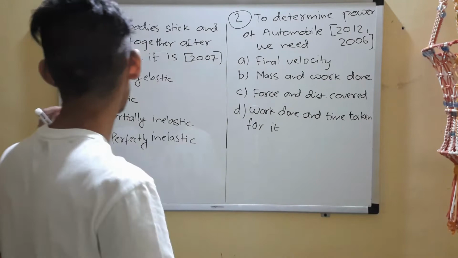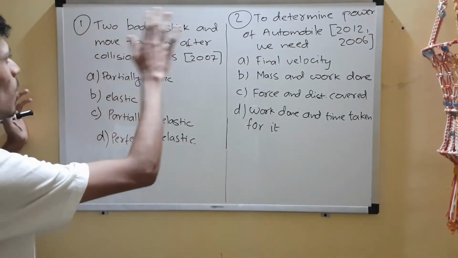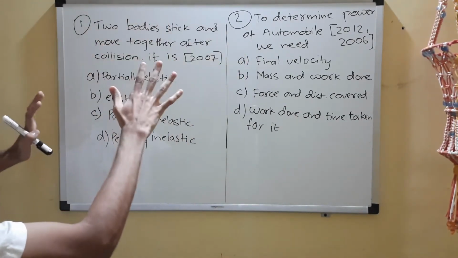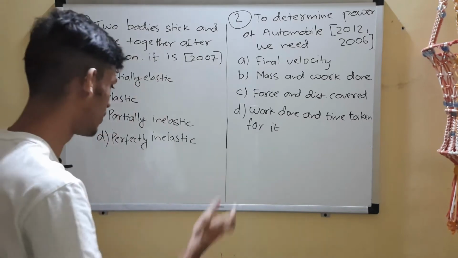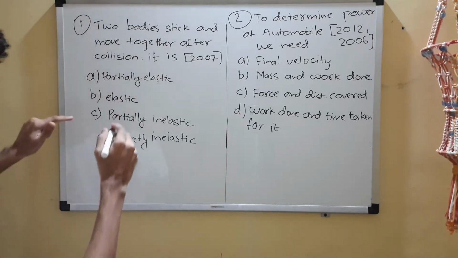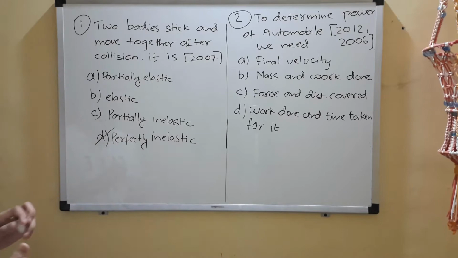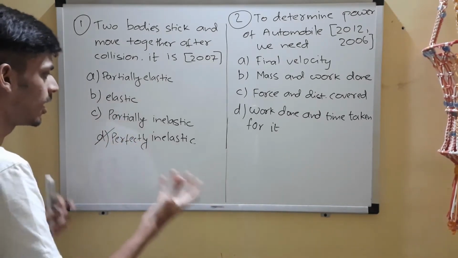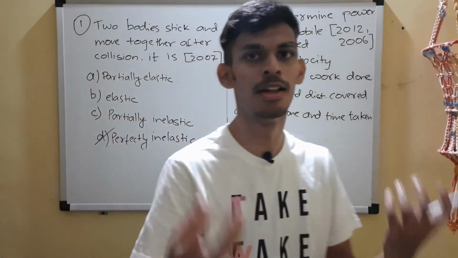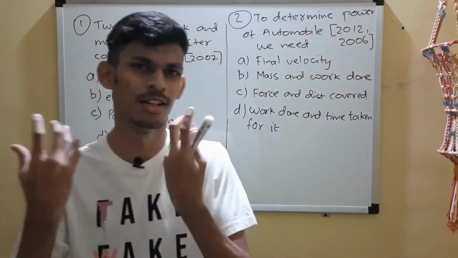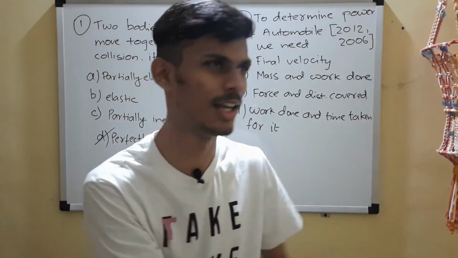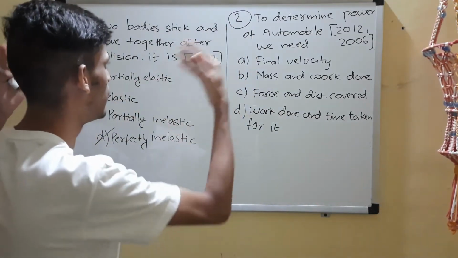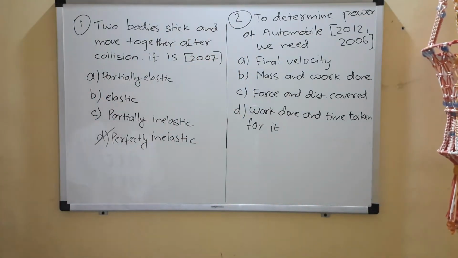Okay, so let's begin. Question 1 over here: two bodies stick and move together after collision. So it is nothing but, by definition, a perfectly inelastic collision, right? In a perfectly inelastic collision, the two objects undergoing collision move together after collision, right? So it was something like a definition type question, asked in 2007.